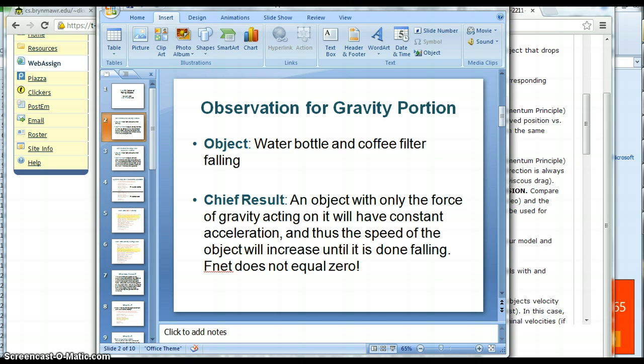And for the gravity portion of this lab, I came to the chief result that an object with only the force of gravity acting on it will have a constant acceleration, and thus the speed of the object will increase until it is done falling. And that's because the F net does not equal 0.